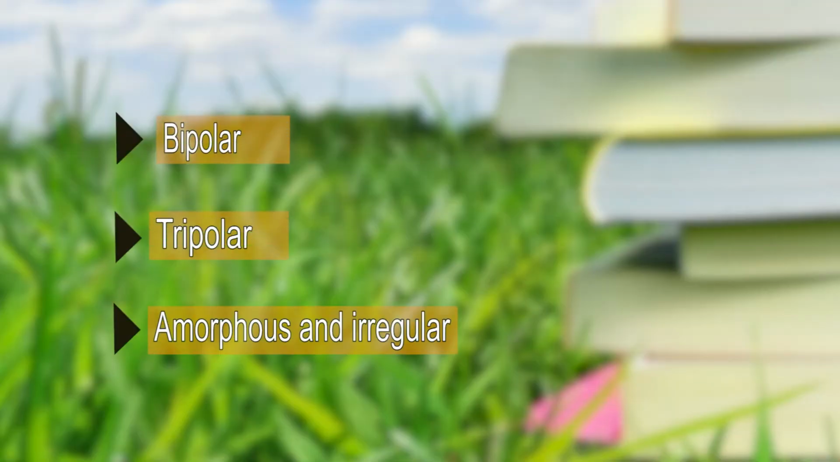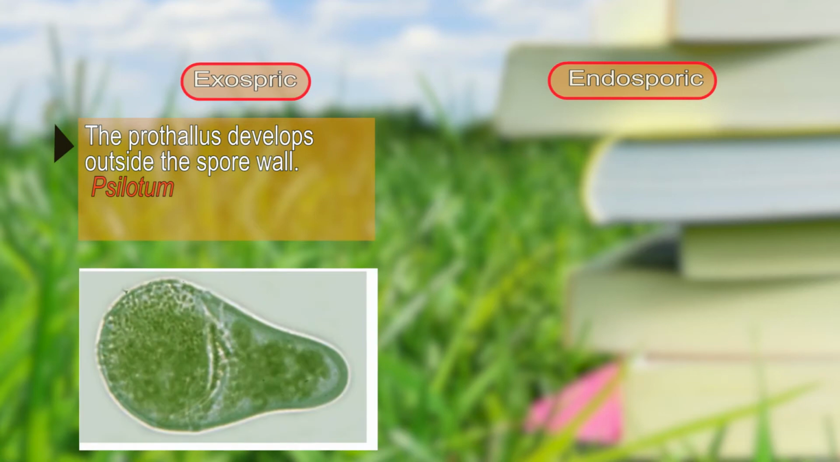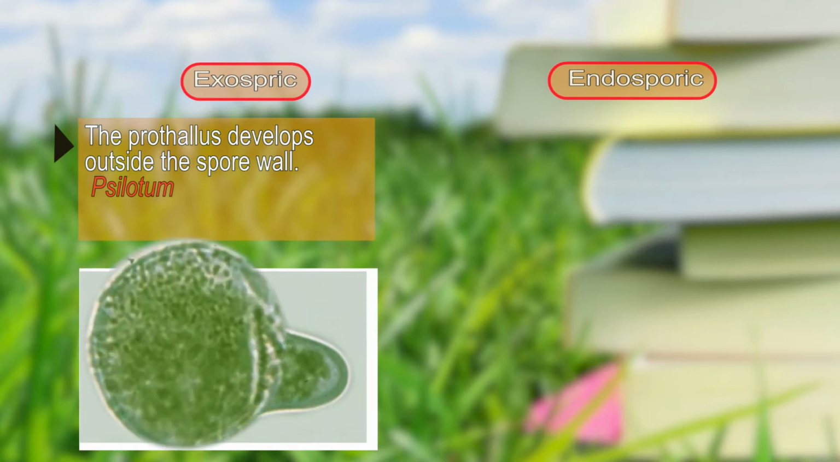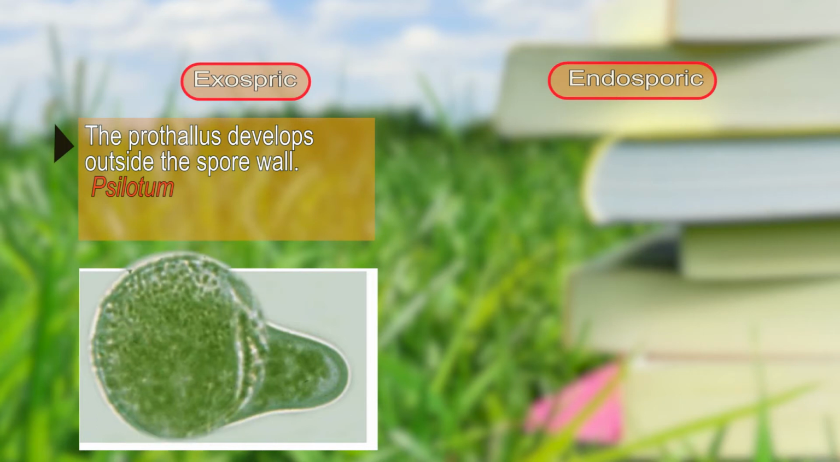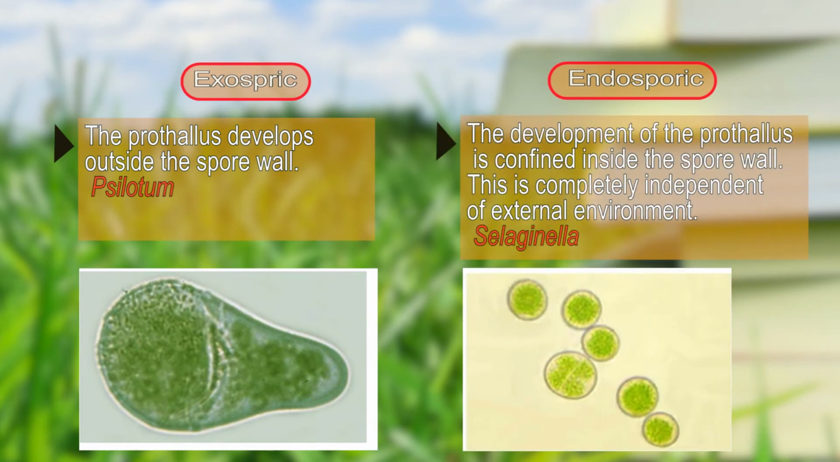Now the germination of the spores can be of three types: bipolar, tripolar and amorphous or irregular. The development of the gametophyte is again of two types, exosporic and endosporic. This first one is exosporic. It says that the prothallus develops outside the spore wall. If we consider this to be the spore wall, here the prothallus is developing outside the spore wall. For example, Lycopodium.